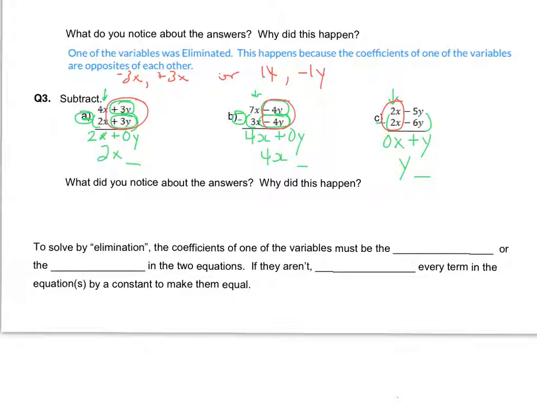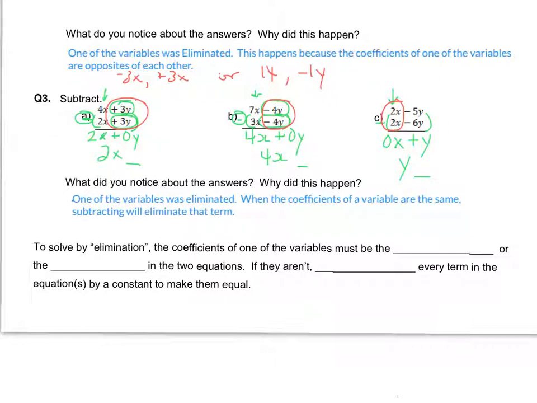So I'm going to write that in here. Okay, so one of the variables was eliminated each time, and this happened because when the coefficients of a variable are the same, like a positive 3y and a positive 3y, or a minus 4y and a minus 4y, or positive 2x and a positive 2x, subtracting will eliminate that term. So that's the whole premise behind this elimination.